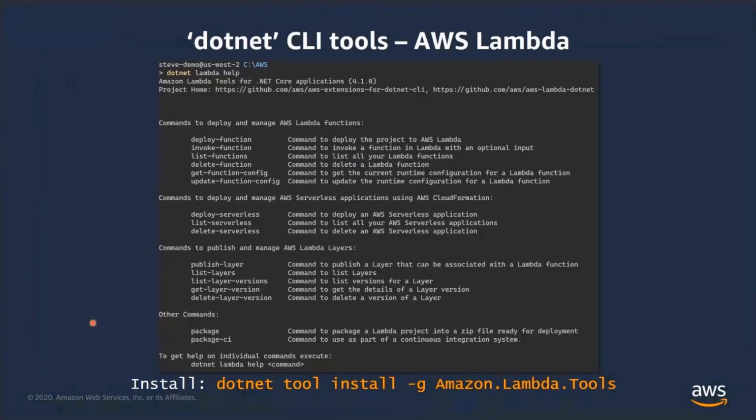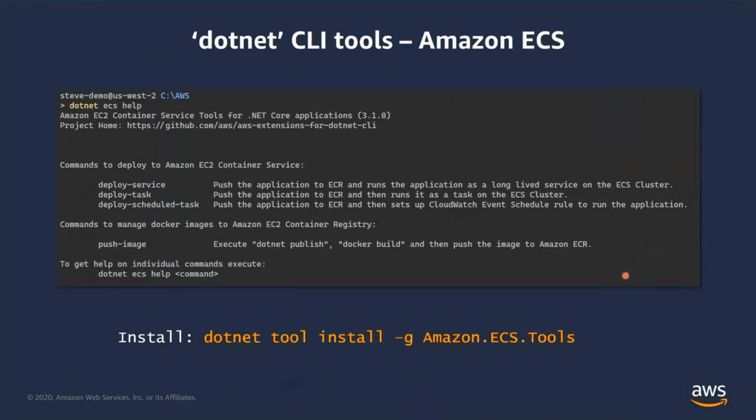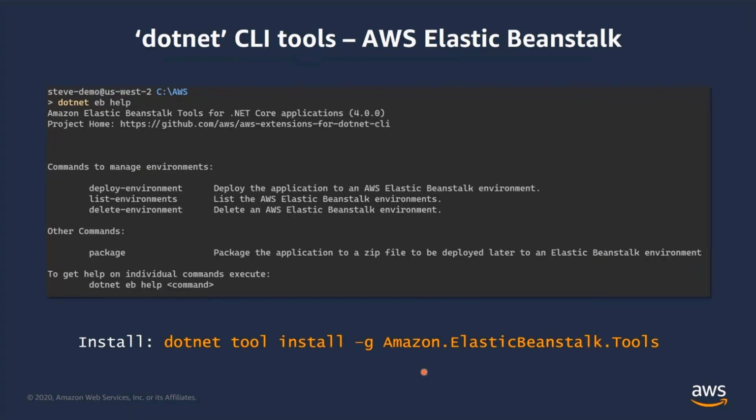And we have our .NET tool install -g Amazon.Lambda.Tools. And if we take a look here, when we run a .NET Lambda help, it defines all of the various functions that you have related to that. And same thing here for ECS. And Elastic Beanstalk.